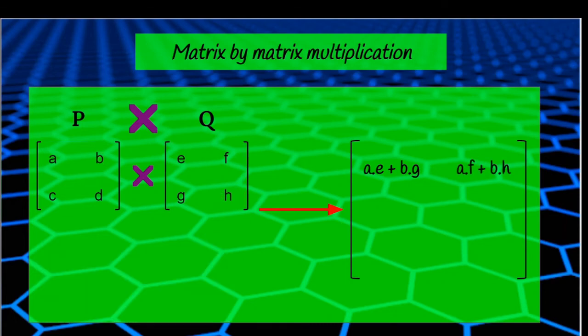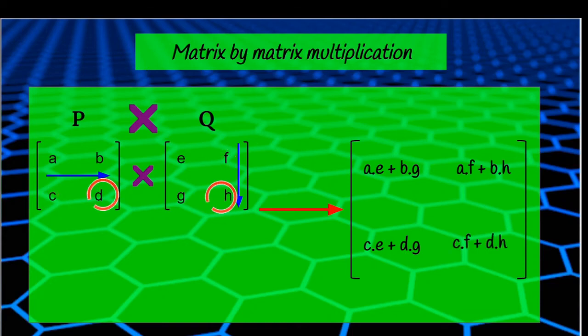Now we jump to the second row of the multiplier matrix and go back to the first row of the multiplicand. We multiply these two, the first values and the second values, then we add them together to get this. Then still on the second row of the multiplier, we jump onto the second column of the multiplicand. We multiply these two, then we also multiply these two, then we finally add them together.